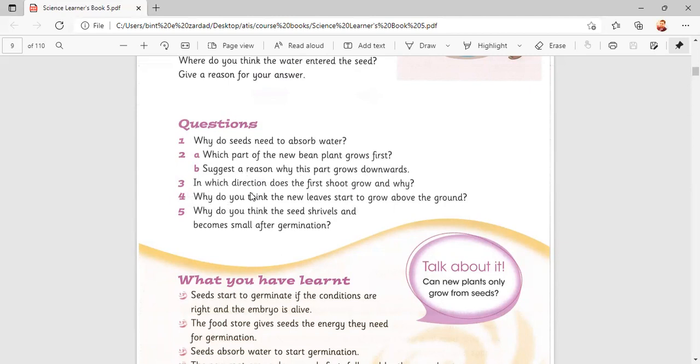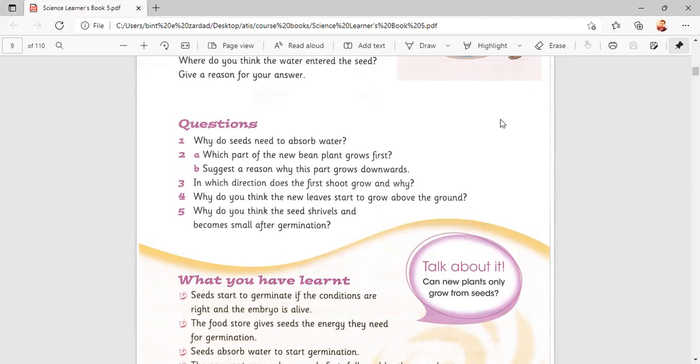Question number 3. In which direction does the first shoot grow and why? The first shoot grows upward. It needs to break through the soil to get light. Obviously, when it gets bigger and changes into a plant, it needs sunlight to make its food.